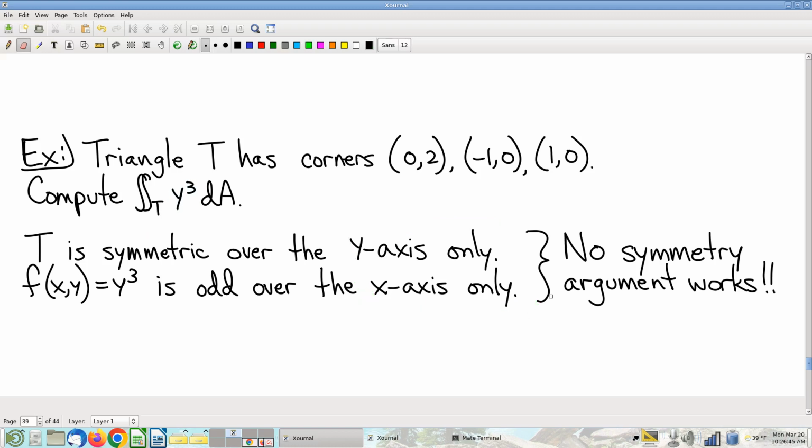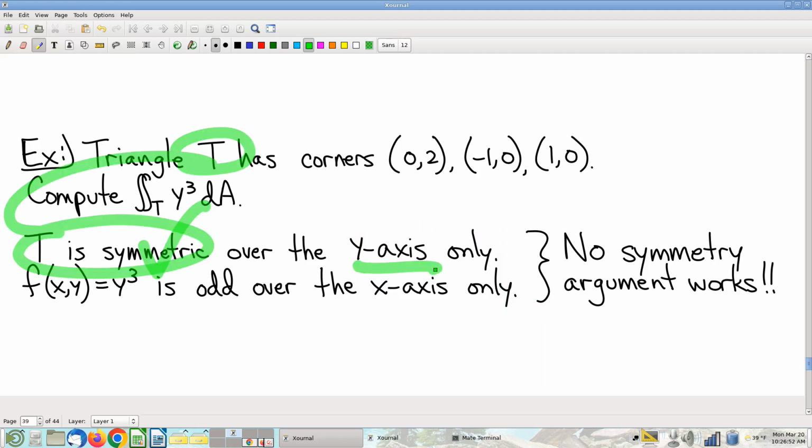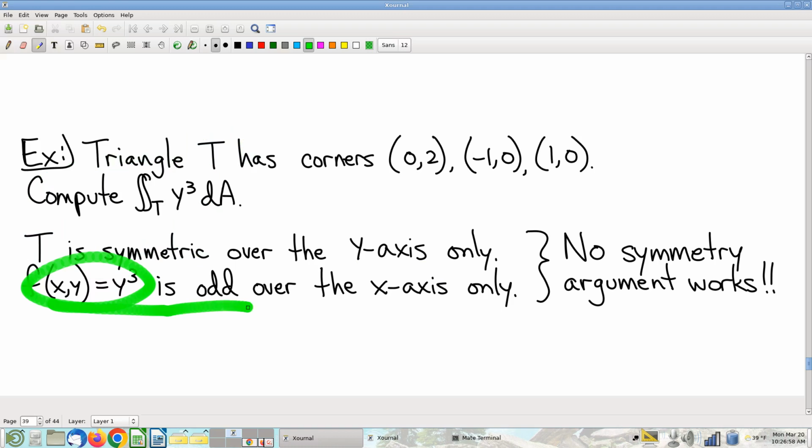Right? So, yes, this domain is symmetric, indeed, but it's over the y-axis and only over the y-axis. Right? Yes, this function is odd, true, but only over the x-axis. So there is no symmetry argument here at all. No such thing. Everybody see what I'm talking about? Dangerous question. So, heads up, be careful.